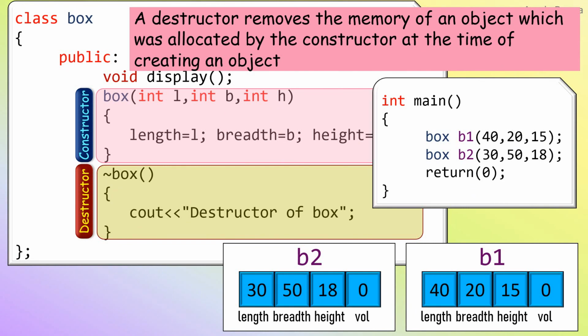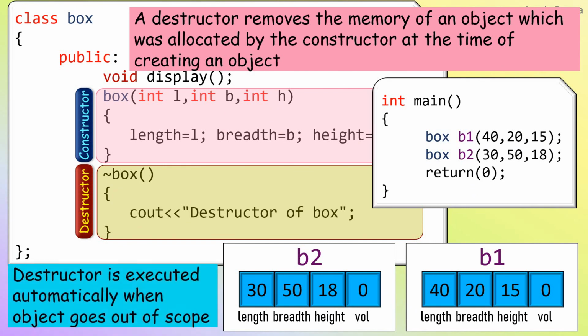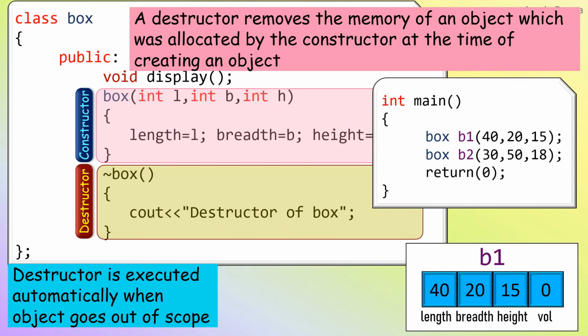When is the destructor executed? Destructor is executed automatically when object goes out of scope. Here in the main function, the objects b1 and b2 are created and initialized by the constructor, and when the program comes to an end, the destructor destroys these two objects. Destructor will remove the memory of an object in the reverse order. That is, first it will remove the object b2 and then object b1.